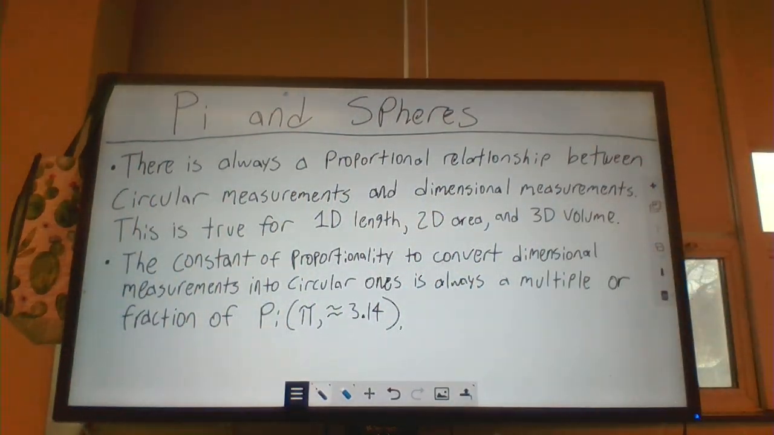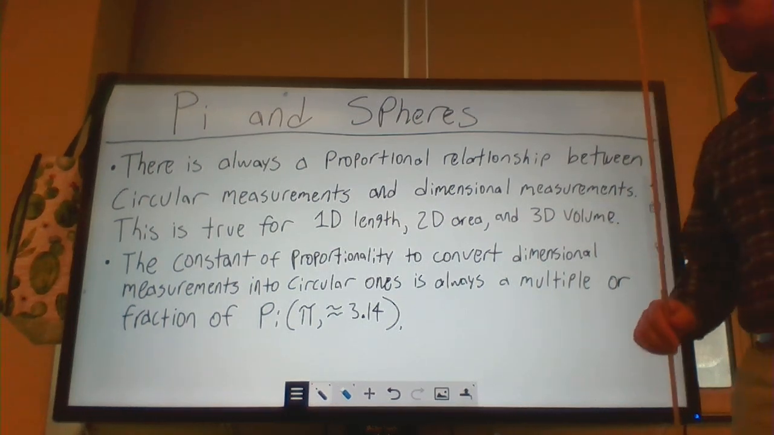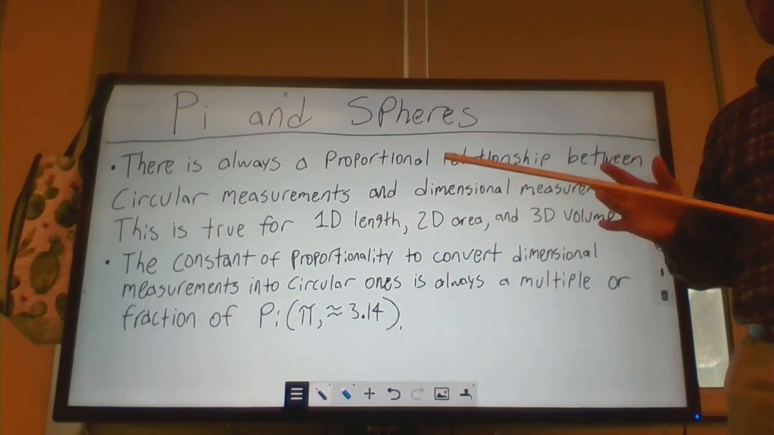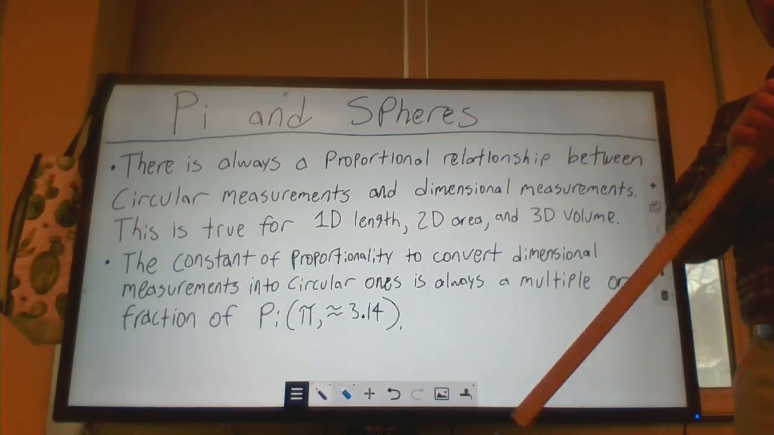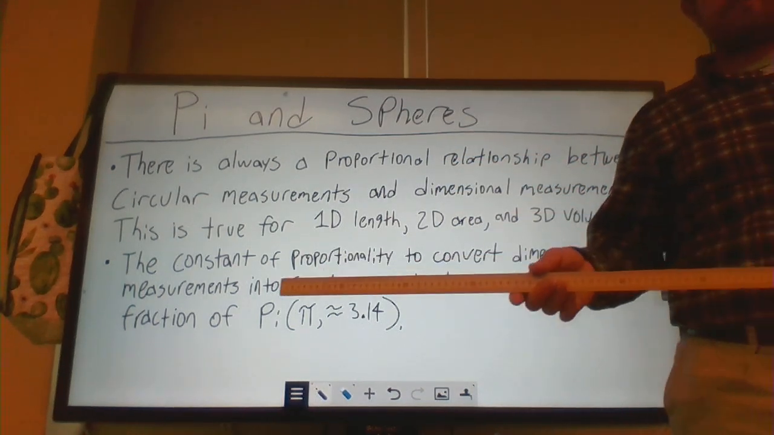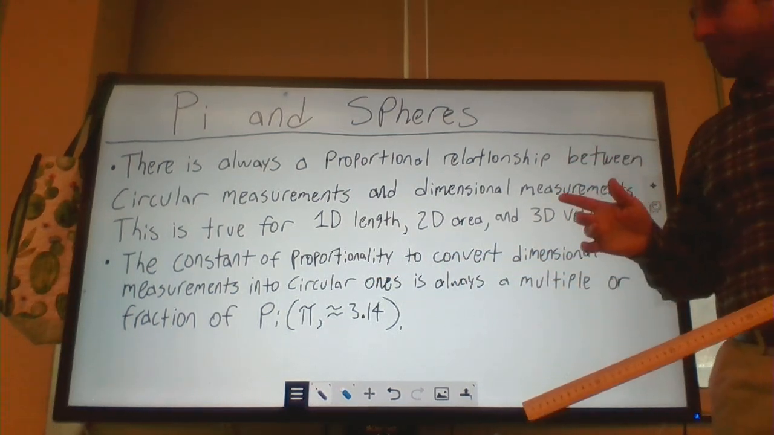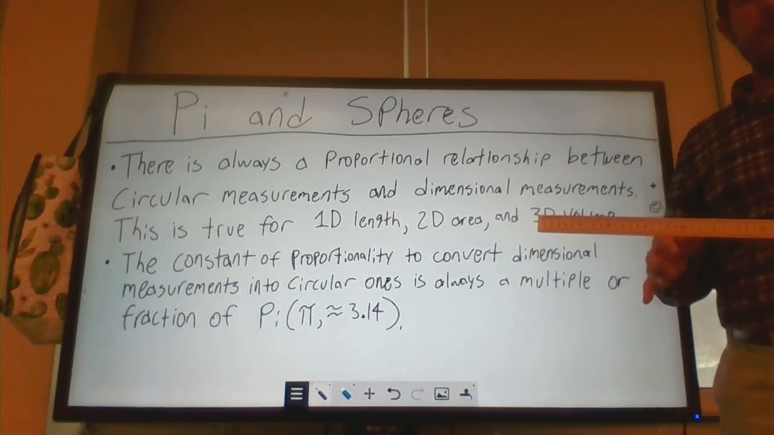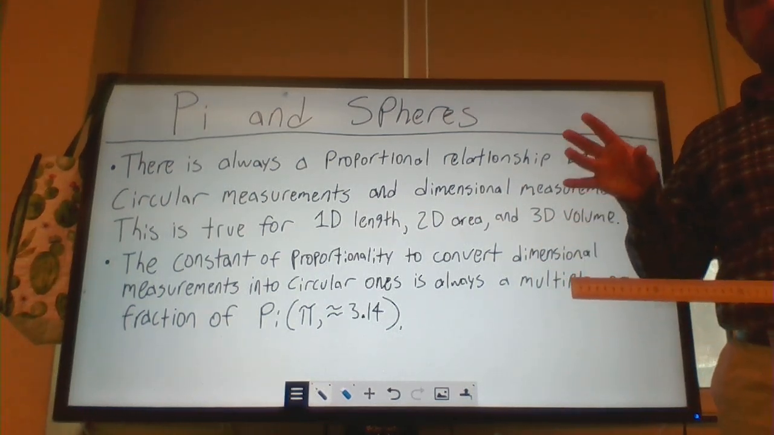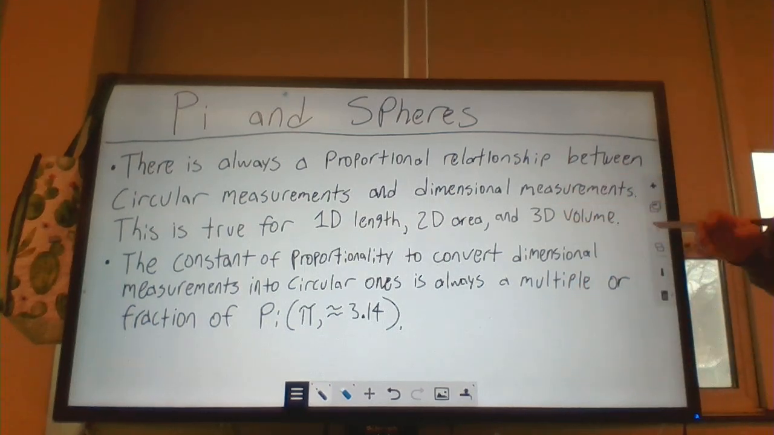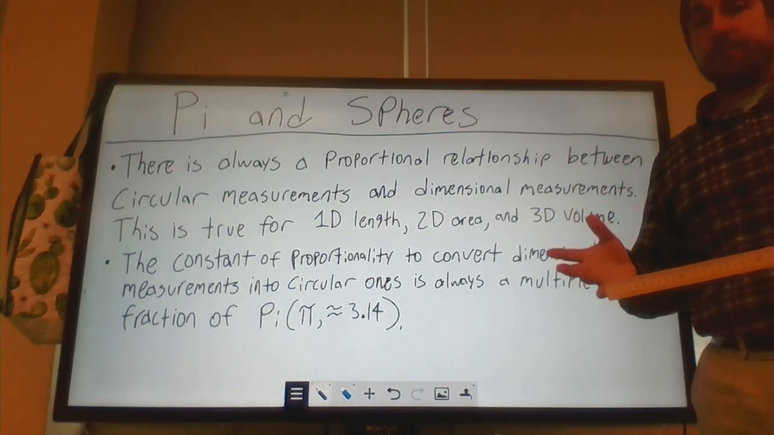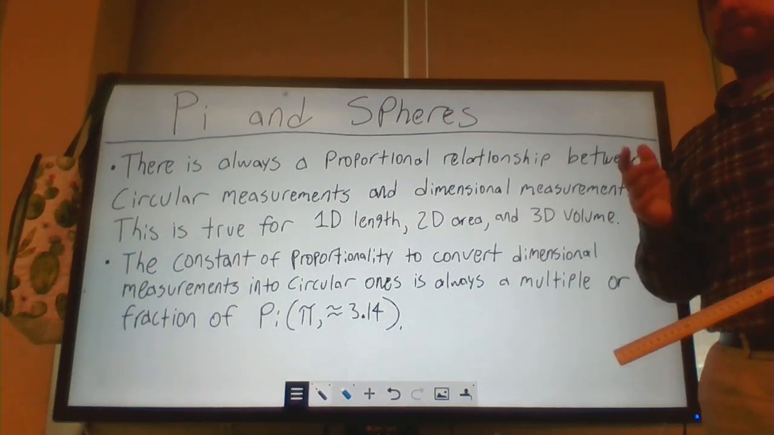So for starters, it's important to understand that there is always a proportional relationship between circular measurements and dimensional measurements. Now, when I say dimensional measurements, I am referring to ones that are regular. If we're talking about one-dimensional, we're talking about stuff you can measure with a ruler or a meter stick, a single dimension length. However, if we're talking about two dimensions, then we're talking about a square, because a square is the basic unit of area. If we're talking about volume, then we're talking about a cube. A cube is the basic unit of volume.